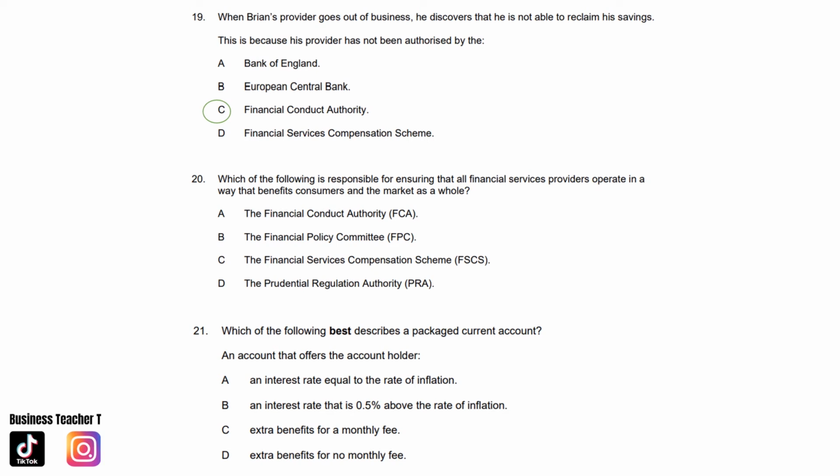And the answer is A. the Financial Conduct Authority. Question 21. Which of the following best describes a packaged current account? An account that offers the account holder A. an interest rate equal to the rate of inflation, B. an interest rate that is 0.5% above the rate of inflation, C. extra benefits for a monthly fee, or D. extra benefits for no monthly fee.